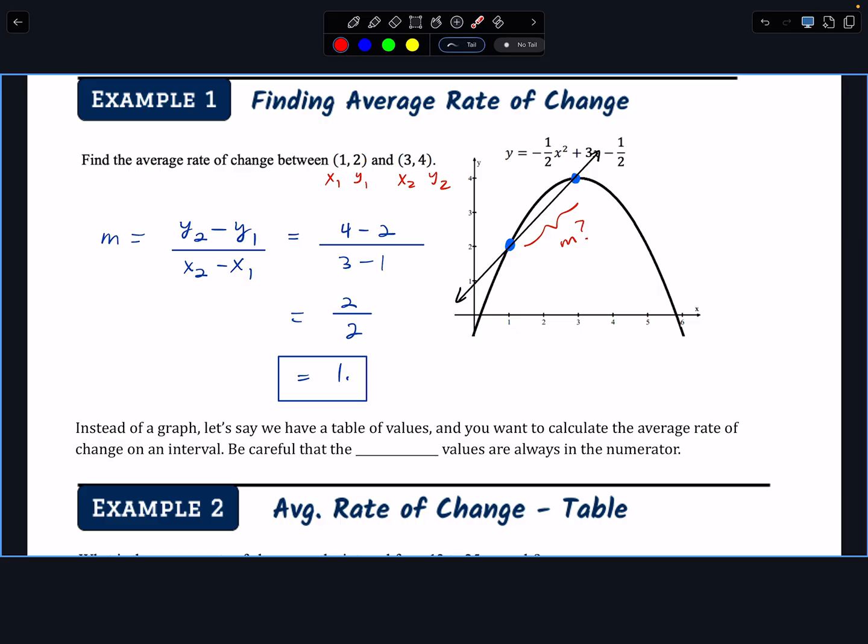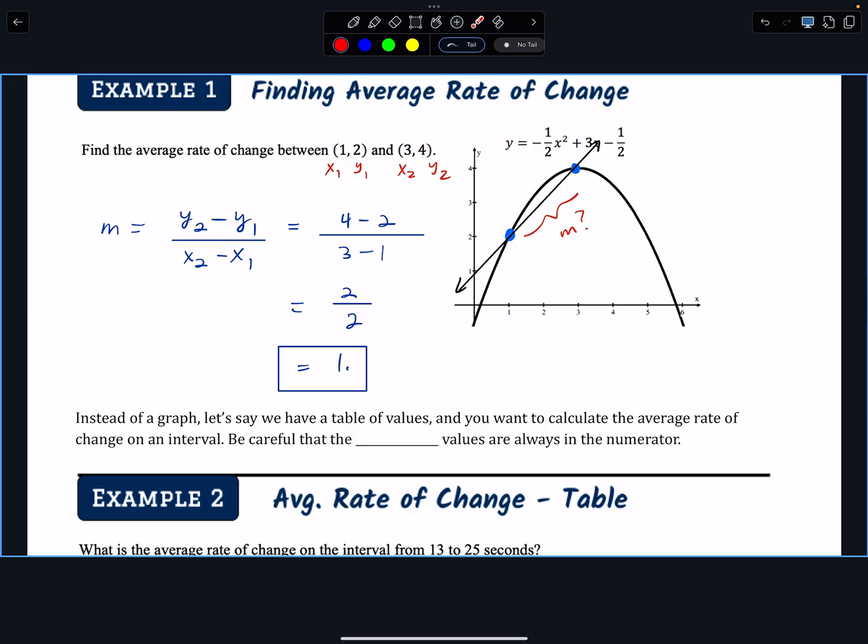That's why it's called an average, because parabolas are different. Do you guys agree that it curves? As you get closer to this point, do you guys agree the slope's gonna change? That's what calculus helps us figure out, is the change as you get closer and closer and closer and closer and closer. Okay? Cool? All right.